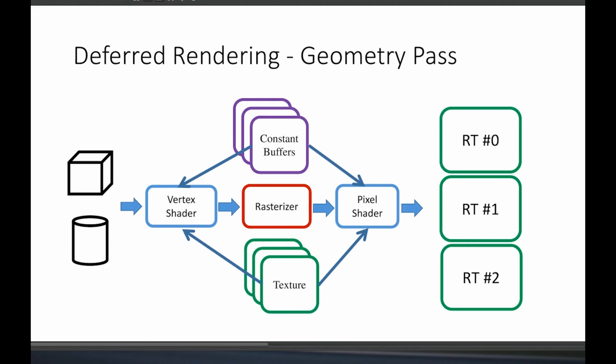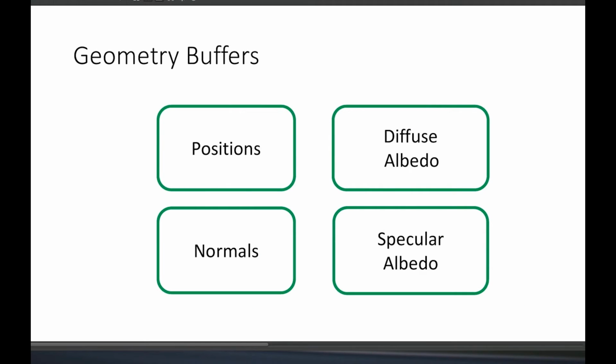So in the geometry pass, we could send all the geometry in one draw call if they use the same material technique, for example, and then output the data in different render targets. Note that here I'm not including lighting information because I don't need it. So, for example, some very common geometry buffers are one to store the positions, another one to store the diffuse albedo, another one to store the normals, and another one to store the specular albedo.